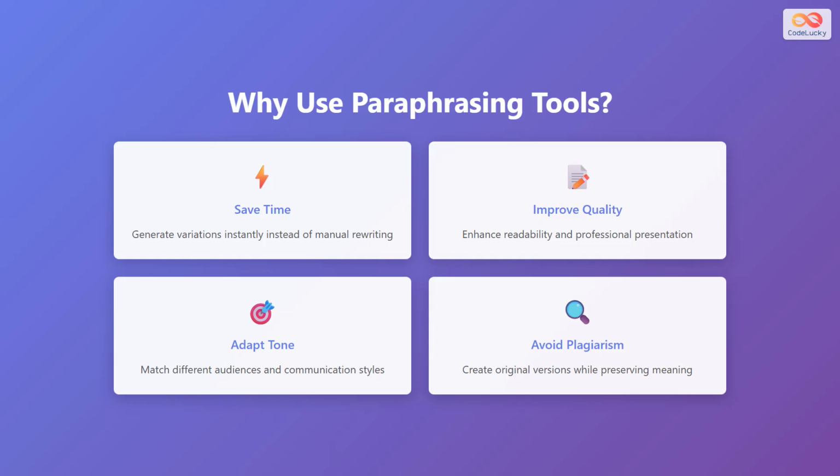There are several key reasons to incorporate paraphrasing tools into your workflow. First, they save you significant time by generating rewrites instantly instead of doing it manually. Second, they improve the overall quality and readability of your content. Third, you can adapt the tone to match different audiences, whether you need formal, casual, academic, or professional language. Finally, these tools help you avoid plagiarism by creating original versions while preserving your message.